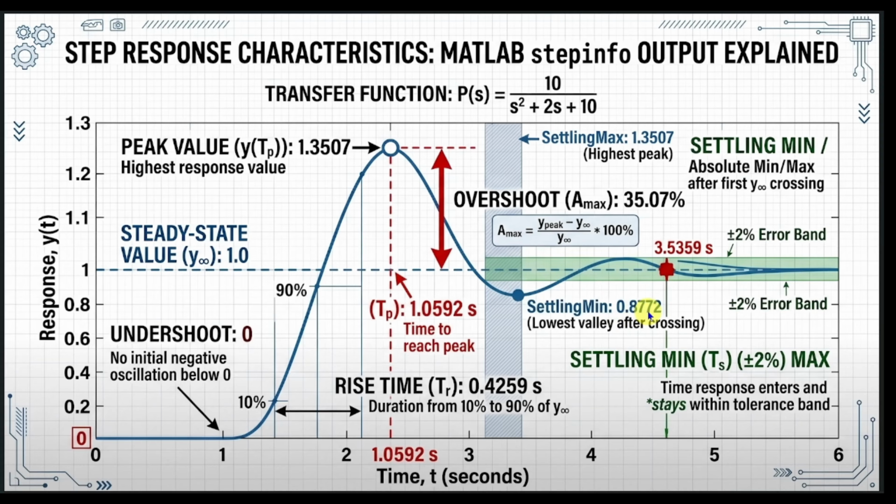Finally, we want to know when the system has practically settled down. We create a 2% error bound around our target of 1.0. The exact moment the curve enters this green band and never leaves it again is our settling time, TS. This time.